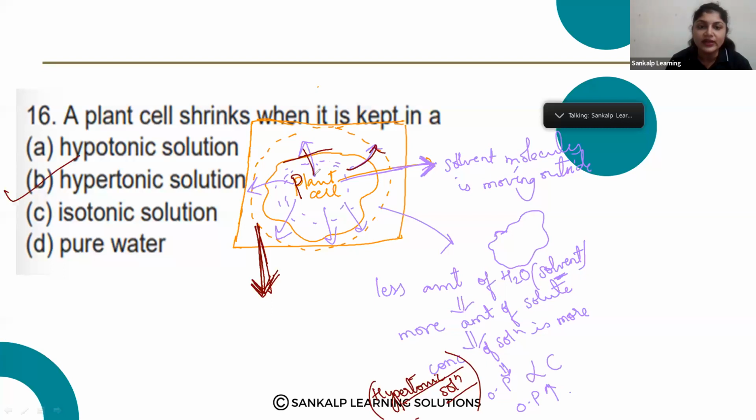So till when will it go? Till the solution inside and outside comes into equilibrium, till both are equal. Till then the solvent molecules will keep flowing. So this is called a hypertonic solution. So the answer is hypertonic solution. I hope you have understood.